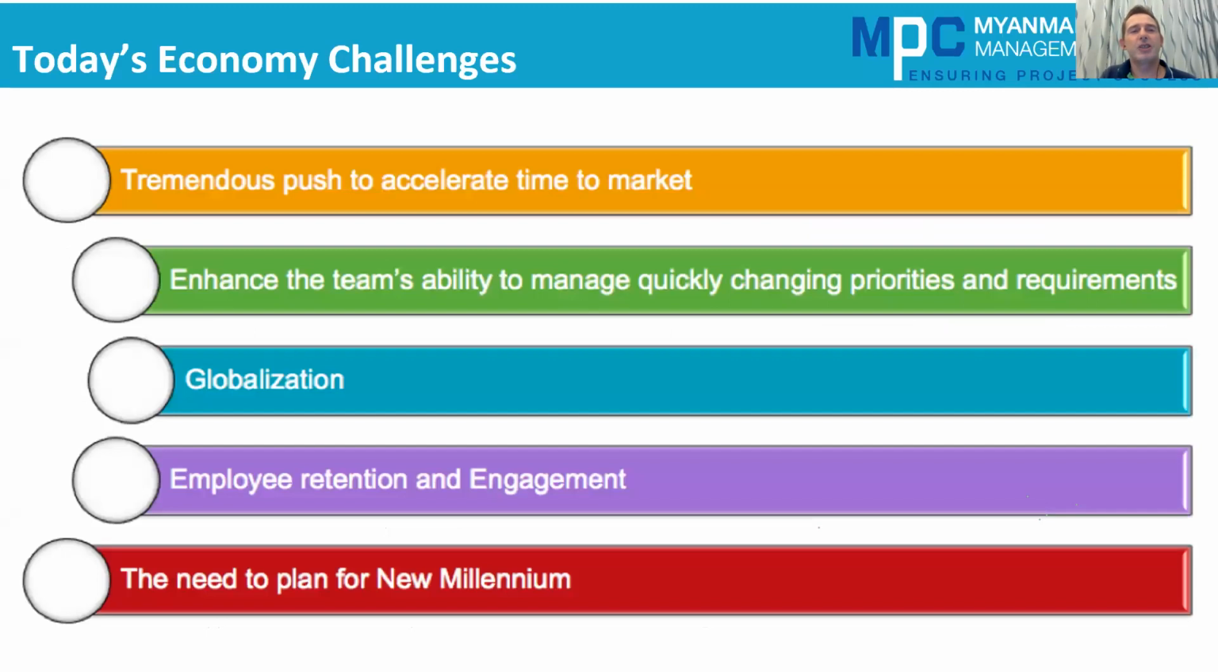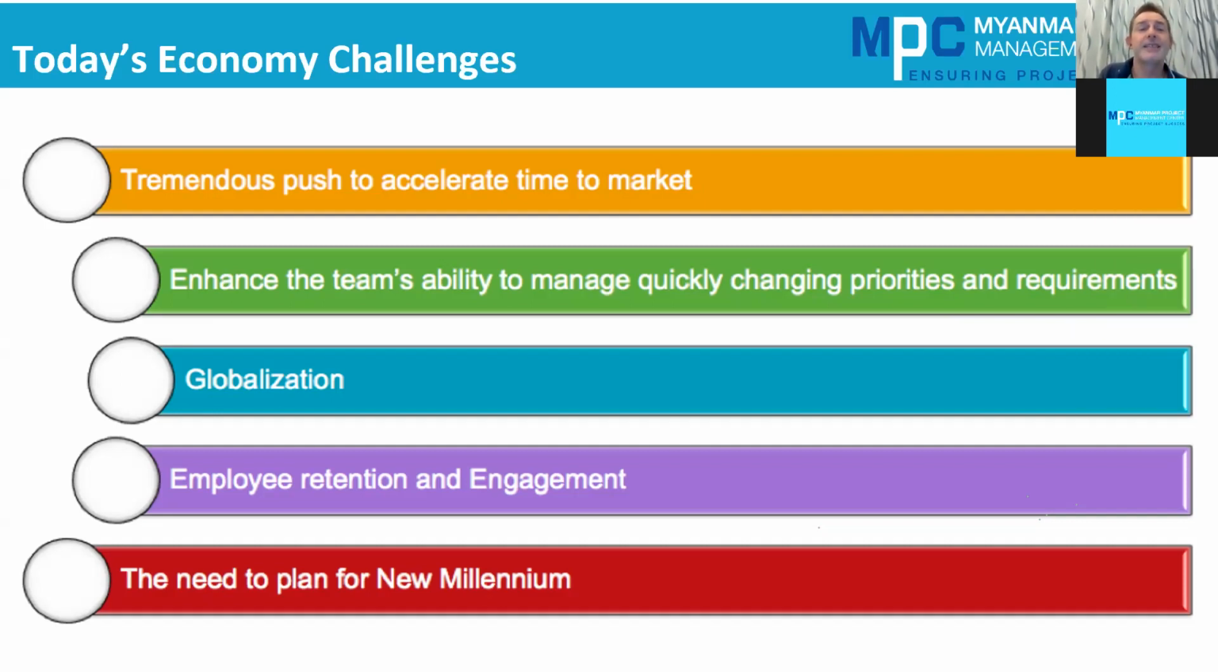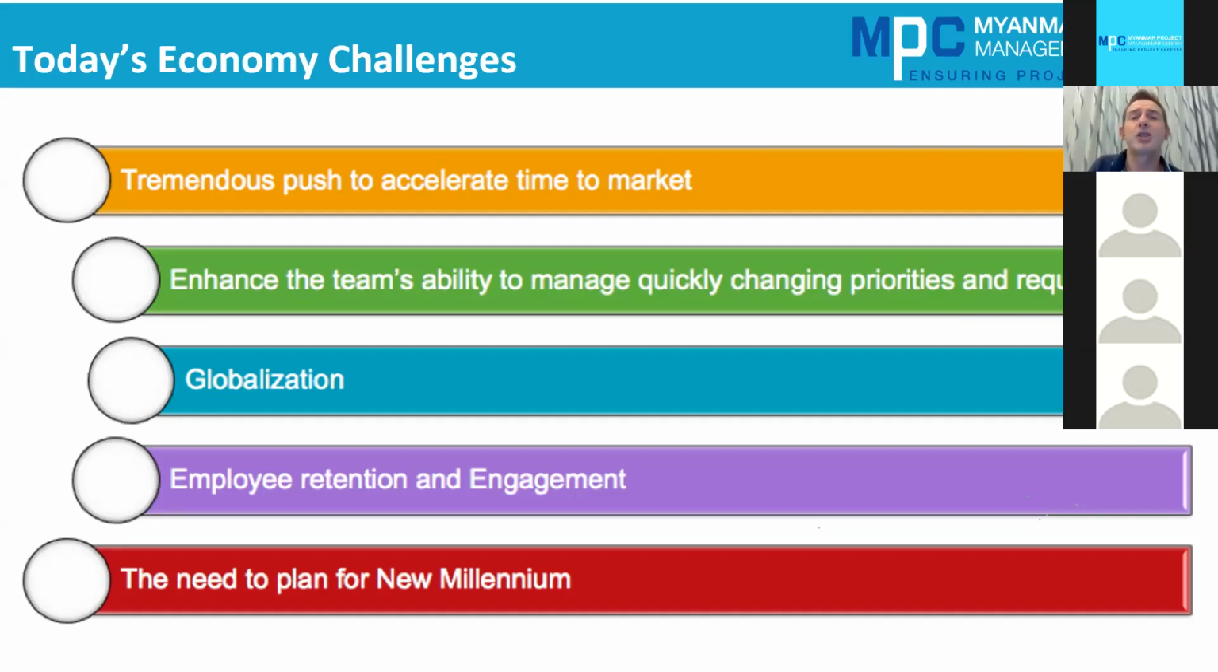So if we look at the challenges today, why agile? There's a tremendous push to accelerate the time to market. And if we look at OKR, and you will see that later, we had the old style planning with KPI, which was 12 months. Now we have OKR with 3 months, which is 12 weeks. So if you just change your planning from 12 months to 12 weeks, you get automatically faster. And hence the team's ability to manage quickly.